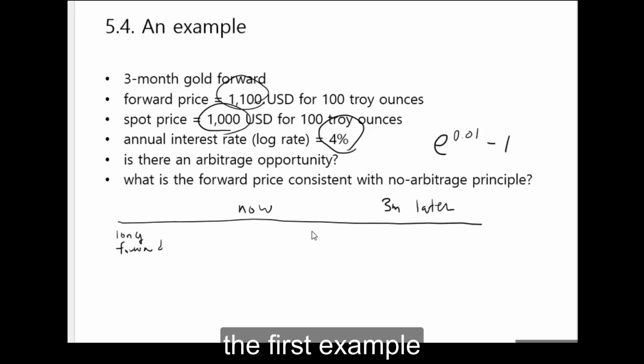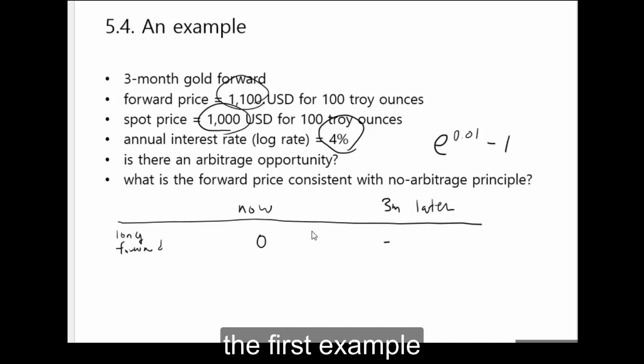So if you take a long forward position, then you don't pay anything now. So it's going to be 0. You don't receive any money. Three months later, what happens with the forward contract is you need to pay. How much do you need to pay? $1,100 is what you need to pay.